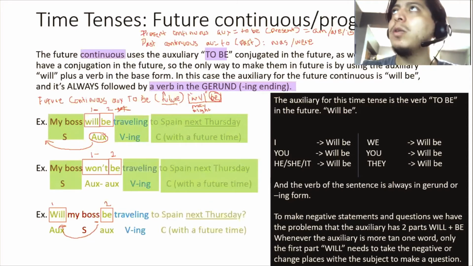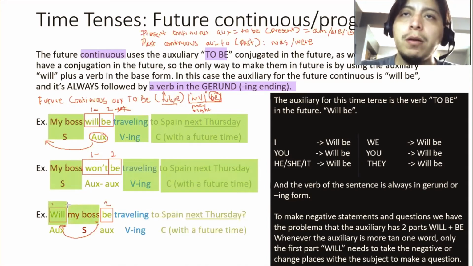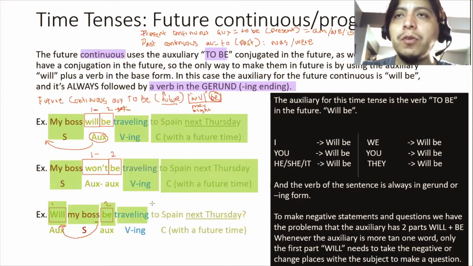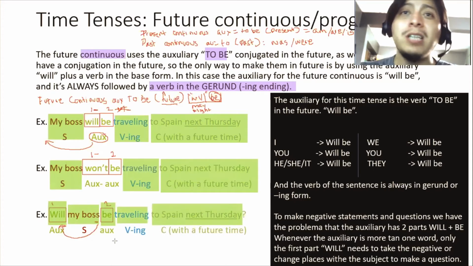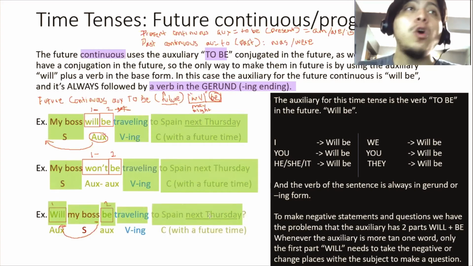Yeah? So what you have is the first part of the auxiliary, your subject, the second part of your auxiliary, you have to break the auxiliary, the verb with ing and the complement. This is a yes, no question. Will my boss be traveling to Spain next Thursday? Yes, he will, or no, he won't.